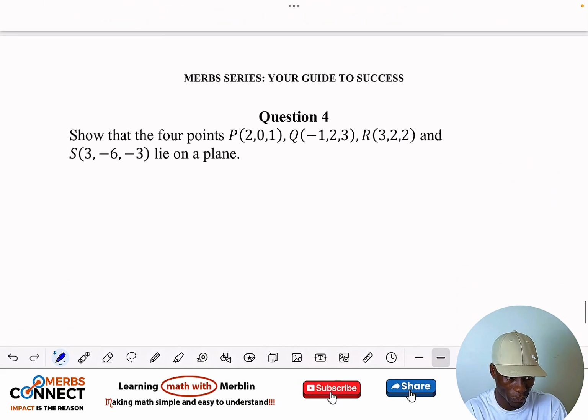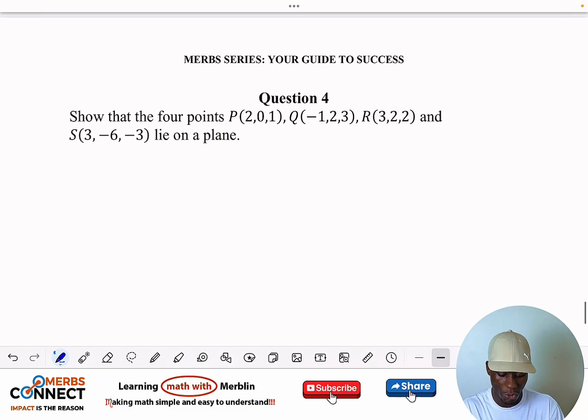Let's look at question 4. We have 7 questions, so we are almost there. Now question 4, we want to show that these points lie on a plane. In other words, we can say that this is coplanar, right?